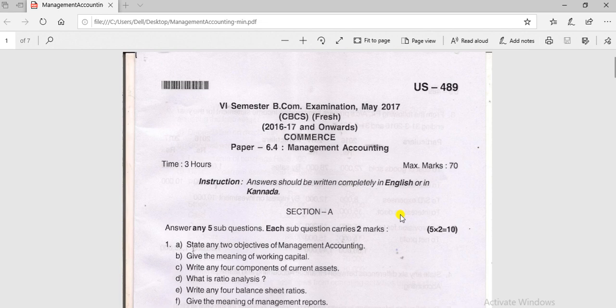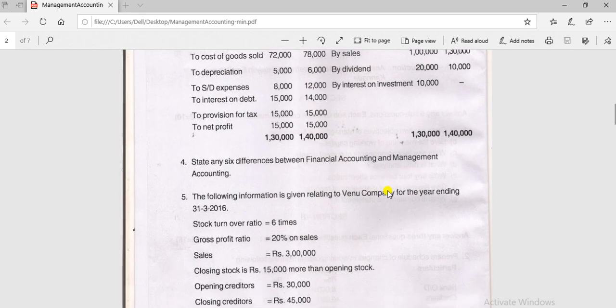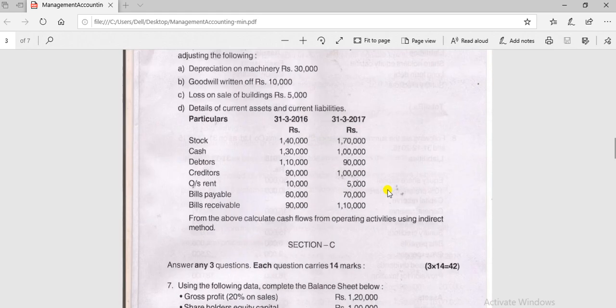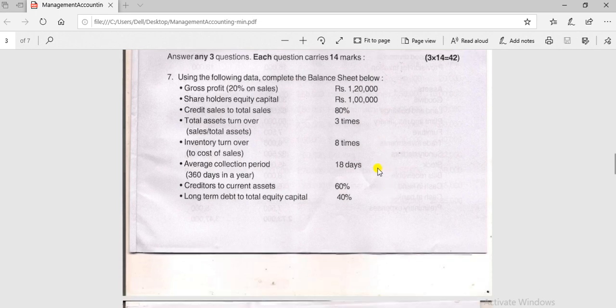So today I am going to discuss a question paper problem of May 2017: how to solve the ratios to prepare a balance sheet. This is the May 2017 Management Accounting question paper. We have already solved the 6 marks question and now we are moving to the 14 marks question, in which we have information about the ratios through which we have to prepare the balance sheet. Okay, so this is the information given below.